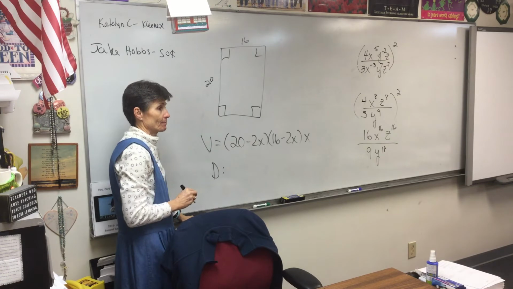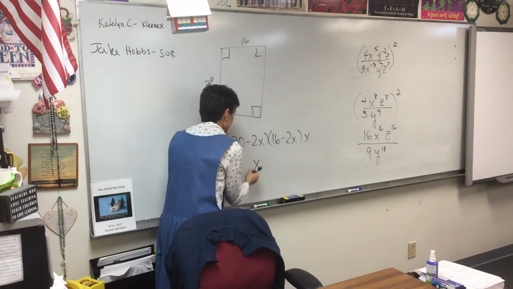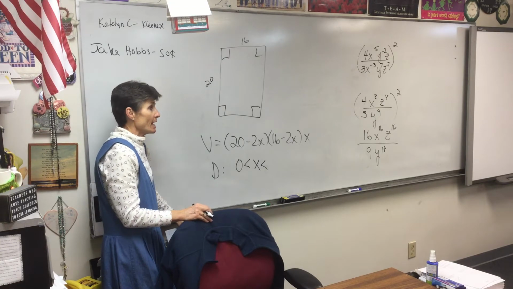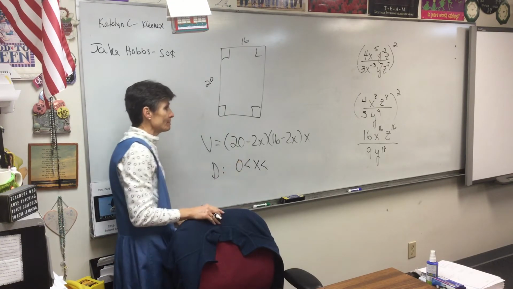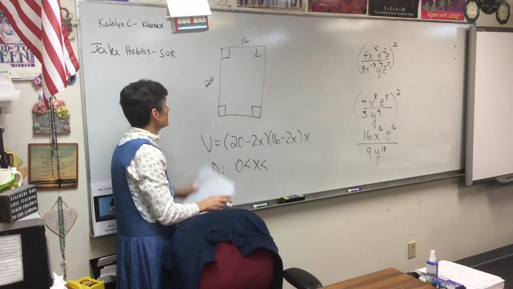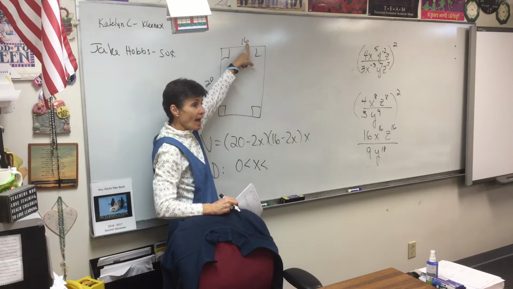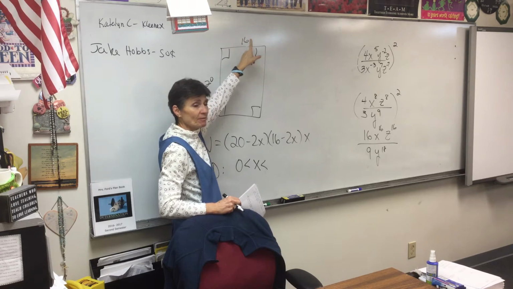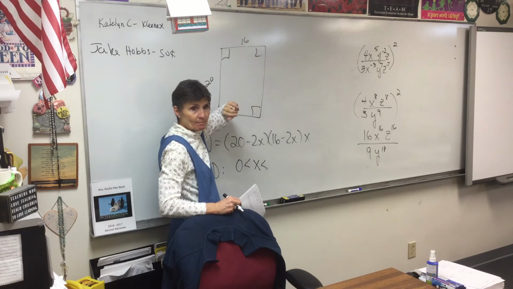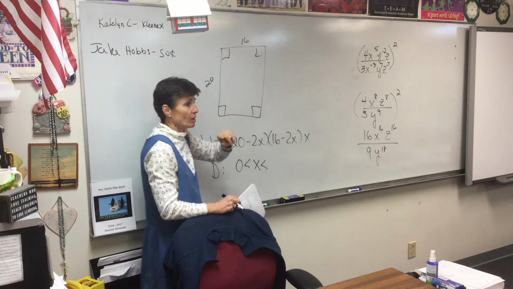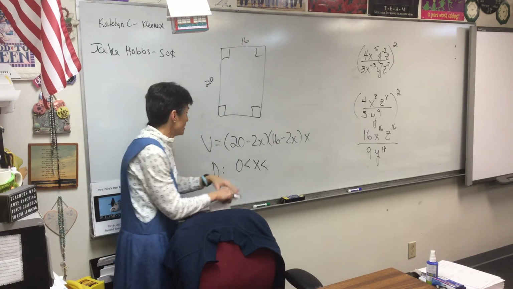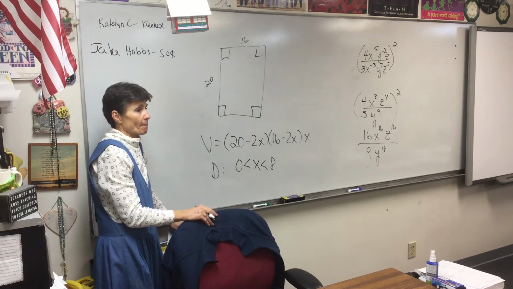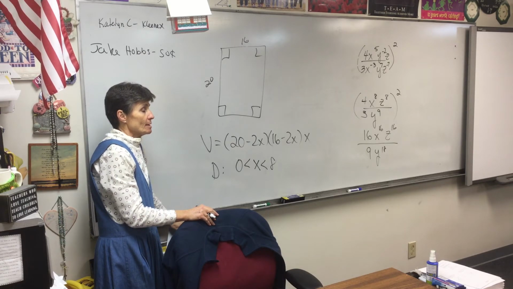Now, domain. The x is going to have to be between 0 and some other number. And the other number is always half of the smallest. So in this case, the smallest is 16, so this is going to be 8. Those two you should get right. Those are gimmes.